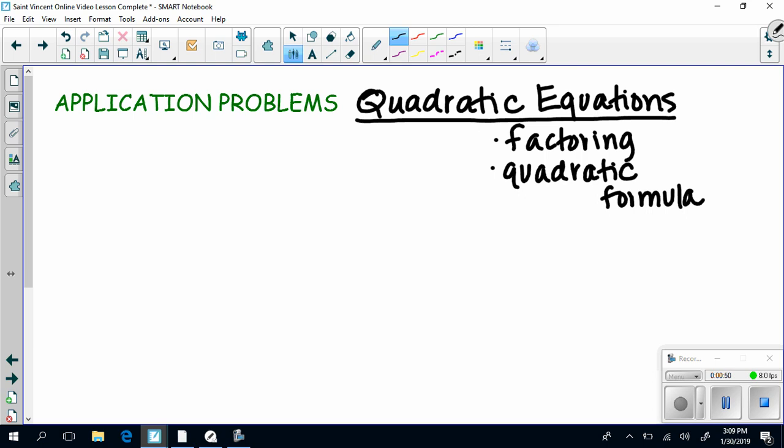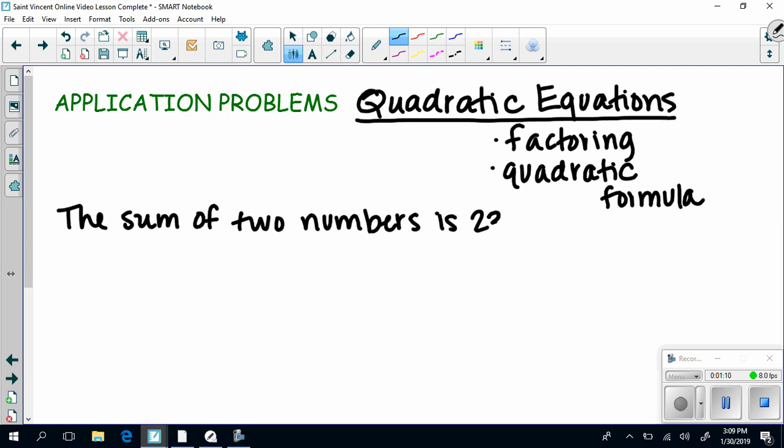The first application problem deals with, I guess, numbers. The sum of two numbers is 23, and their product is 132. Find the two numbers.